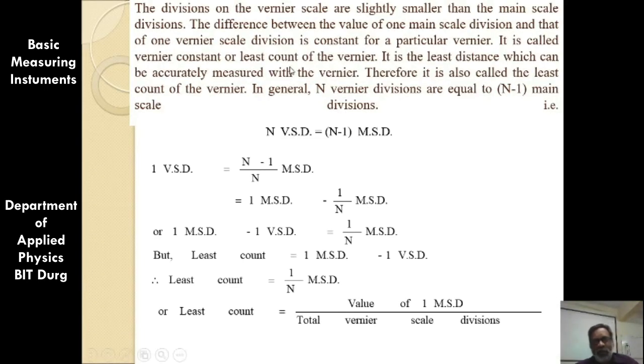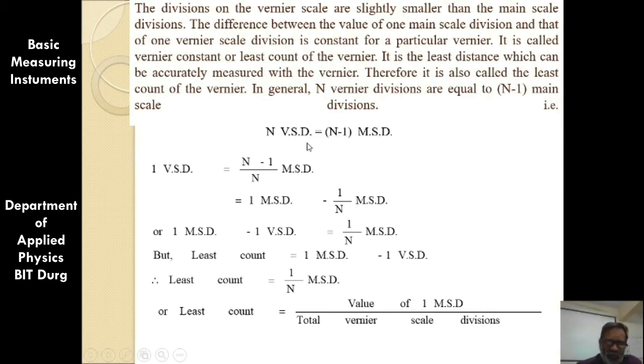See here. The vernier constant, as I told you, is the difference in the length of one division of vernier and one division of main scale. In the case of main scale, we know the length of one division, that is equal to 1 mm. But we do not know the length of one division of the vernier scale. So first we try to find the length of one division of vernier scale. In the general case, n divisions of vernier are equal to n minus 1 divisions of main scale.